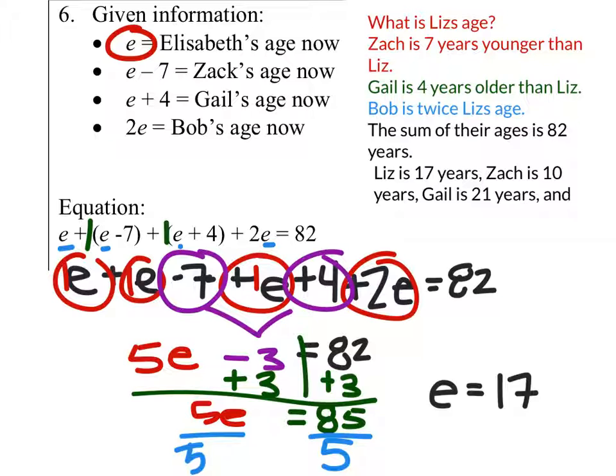So Bab is 2 times Liz's age. 17 times 2, bam, 34 years old. And that solves the problem right here. We've created the story, we've created a question, and we have the answers. That is all we needed.